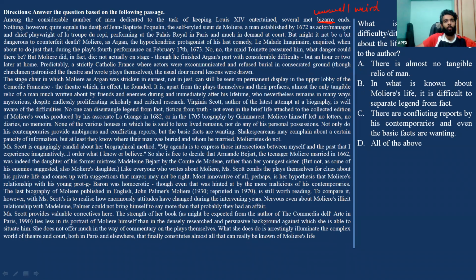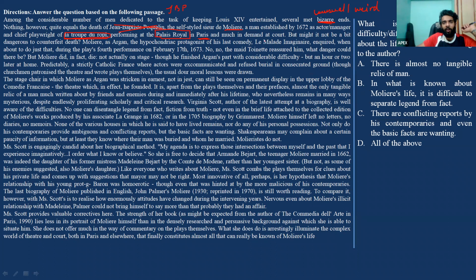Nothing, however, quite equals the death of John Baptiste Poquelin. Again, you don't need to remember this noun. Just remember JBP or whatever euphemism you want to use instead. The self-styled Sieur de Molière, so this is the name of the guy, a man established by 1672 as an actor, manager, and chief playwright of this particular company, performing at this particular place in Paris. Again, these are all big words that we don't really need to remember. These are French, if I'm not wrong.